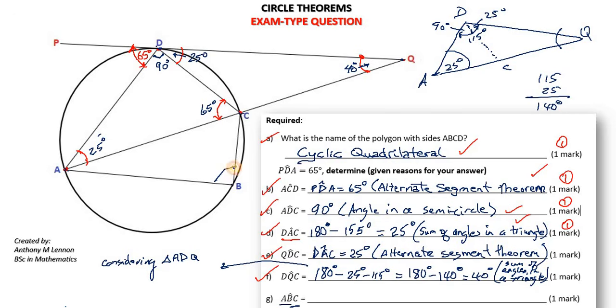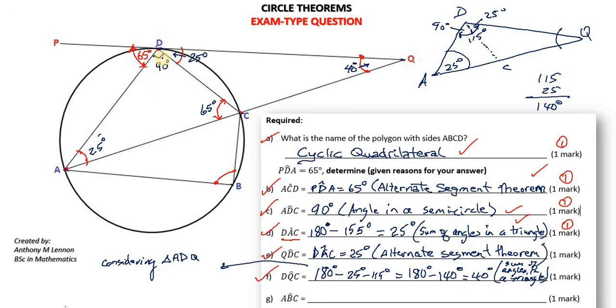What angle is this? Well, if you notice, angle ABC is a part of the quadrilateral. It's a part of the cyclic quadrilateral. And what do we know about a cyclic quadrilateral? It is a four-sided shape, a four-sided polygon with its vertices on the circumference. All right?